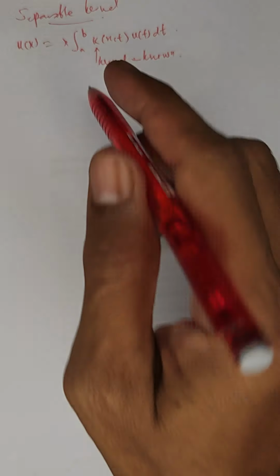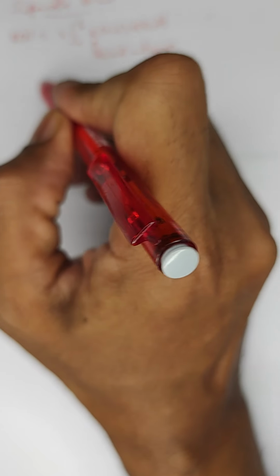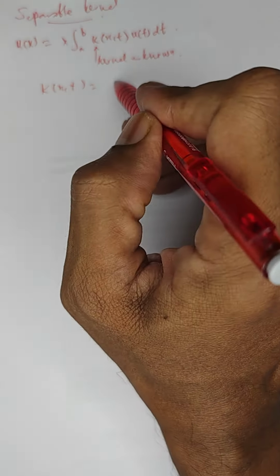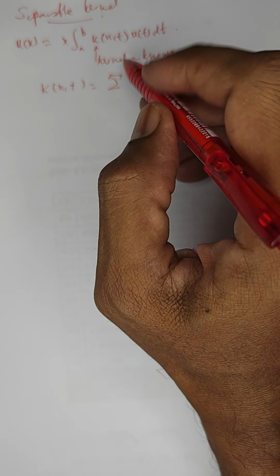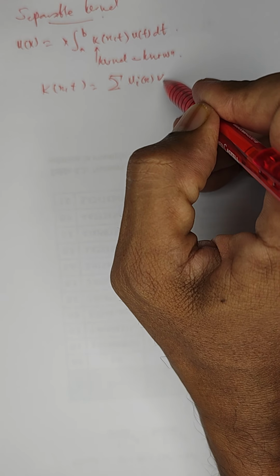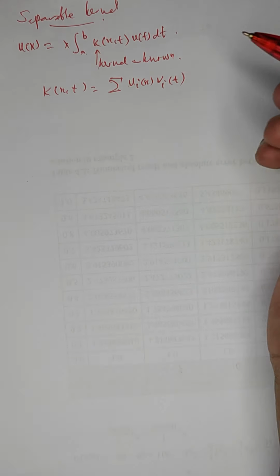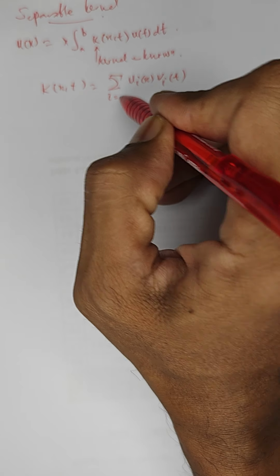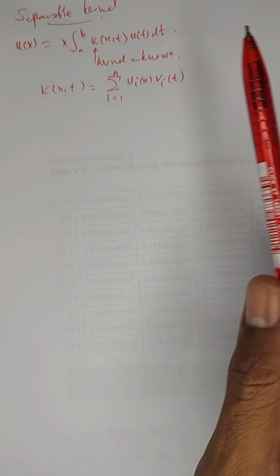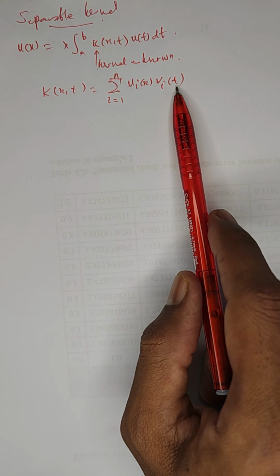We say this kernel is separable if we can write K as a summation of a function of x alone and a function of t alone. That is what we call a separable kernel. If given a kernel and it can be written like that, we call it a separable kernel.